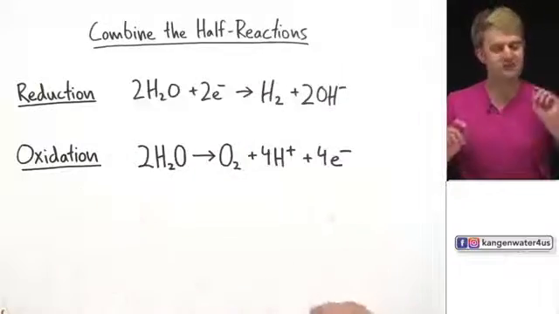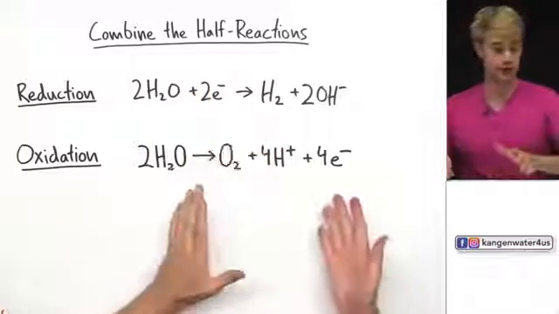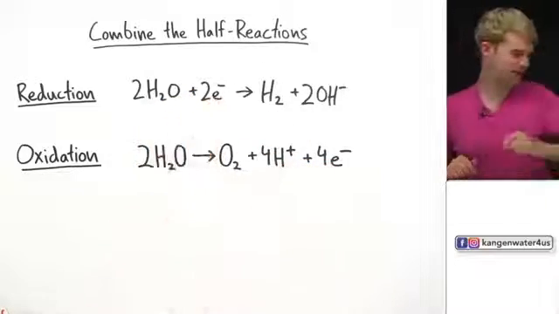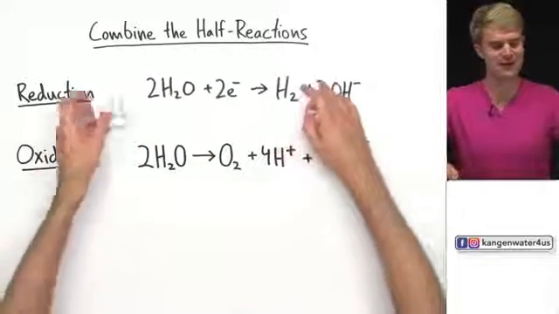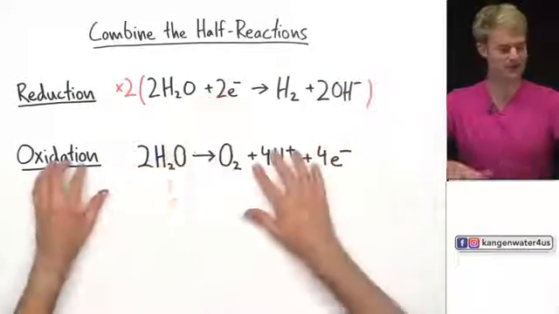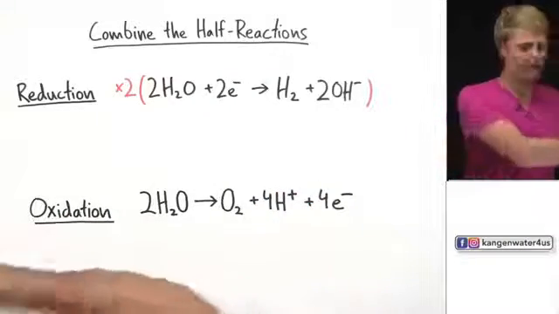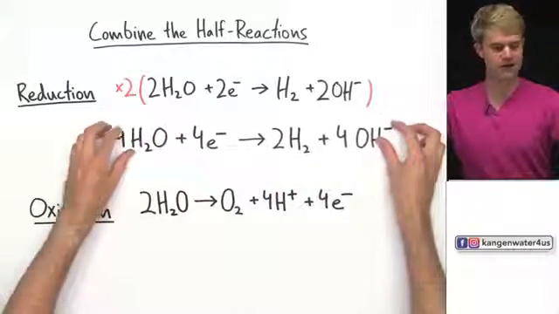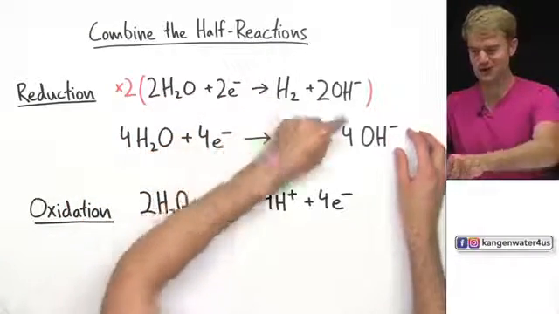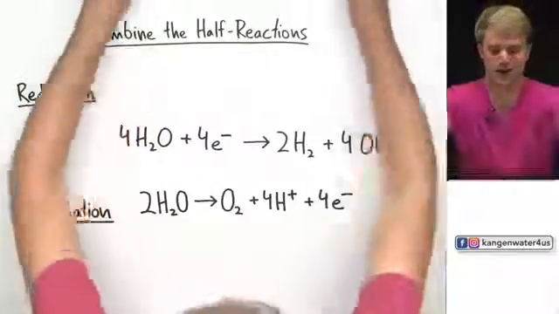Now for combining these half reactions, we want them to have the same number of electrons. The reduction half reaction only has 2 electrons, we have 4 here. So the way we're going to solve this is we're going to take this whole equation and multiply it by 2. Distributing this 2 across the equation, we end up with 4H2O, 4 electrons, 2H2, and 4 OH-. So that is our new reduction half reaction.